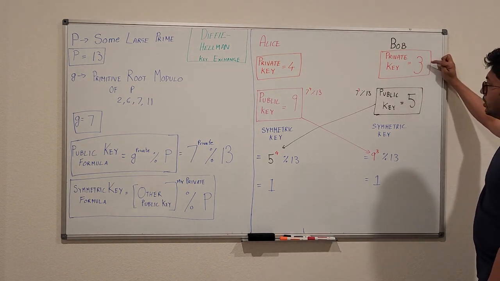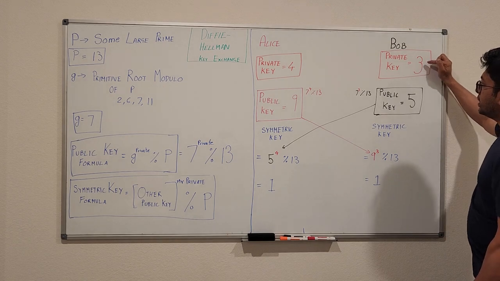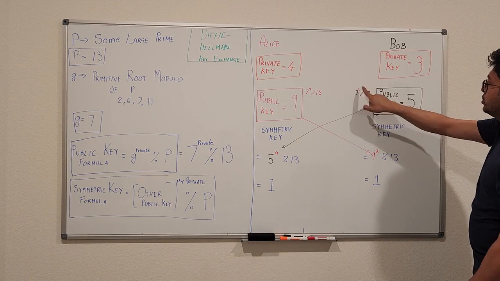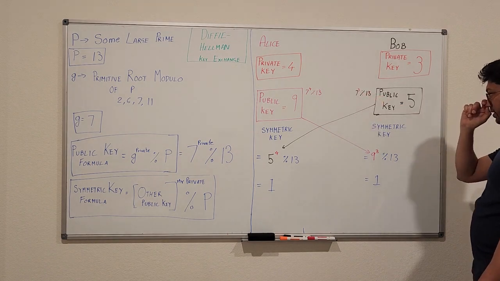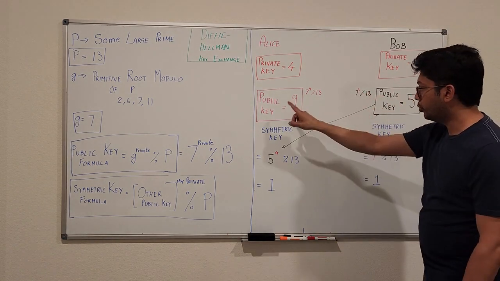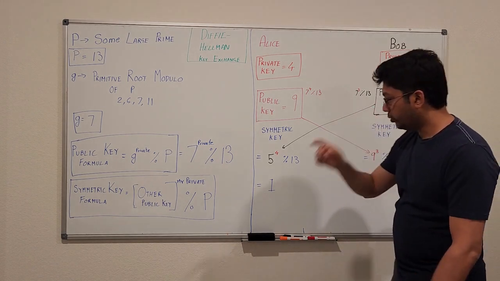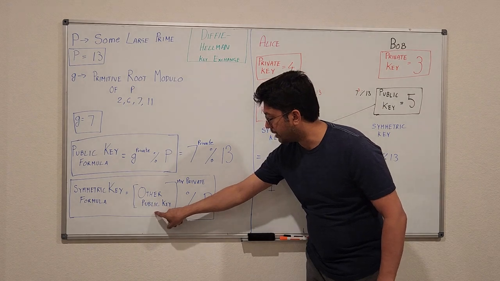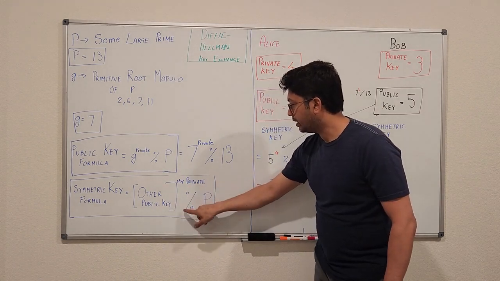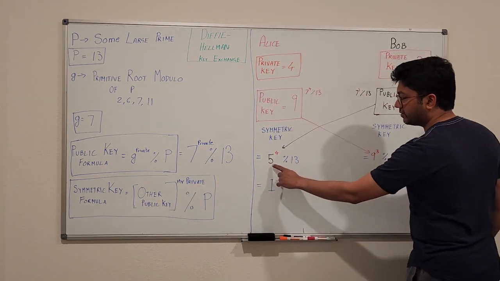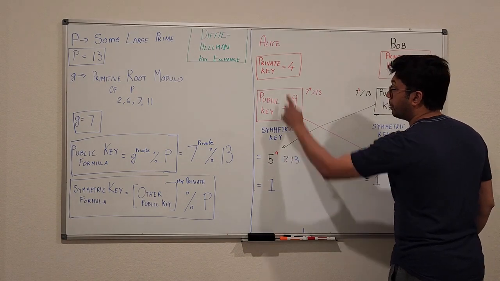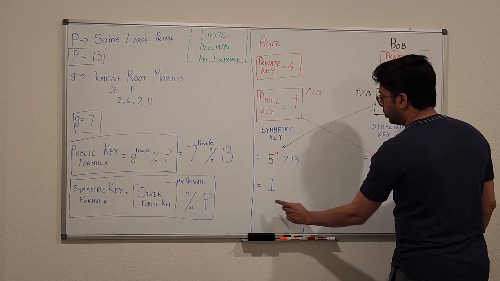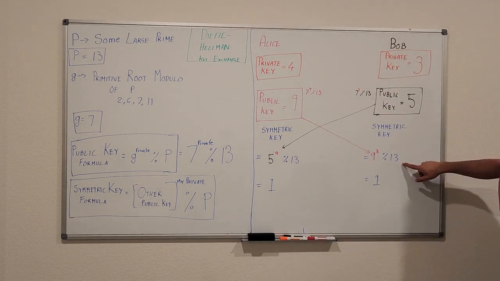He is not telling anyone about it. He takes his private key, 7 raised to private modulo 13, which is 7 raised to 3 modulo 13, and that comes out to 5. He will tell you 5, you will tell him 9. And now you come to the part of the symmetric key. You take your friend's public key raised to your private key modulo P. So your friend's public key is 5 raised to your private key, which only you know, mod 13, equal to 1, and then the other way around, the same thing.